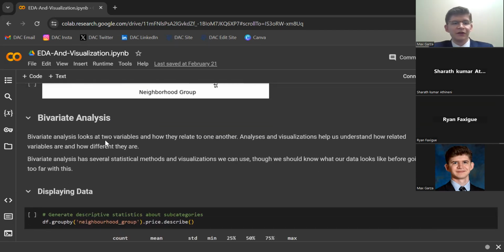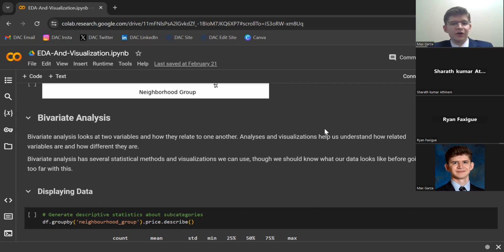I'll leave that be. Now, the second thing that we're getting into is called bivariate analysis. As the name kind of implies, you're looking at how two different variables relate to one another. So basically, you could look at the price and compare it to the neighborhood group and say, okay, how does the neighborhood group impact the price of the Airbnb listing? And this can be helpful for determining what you want to analyze further, and even for a simple analysis if somebody's just looking to see that.